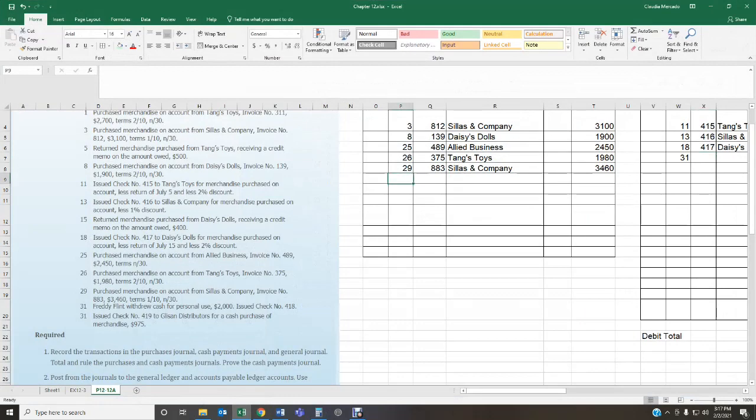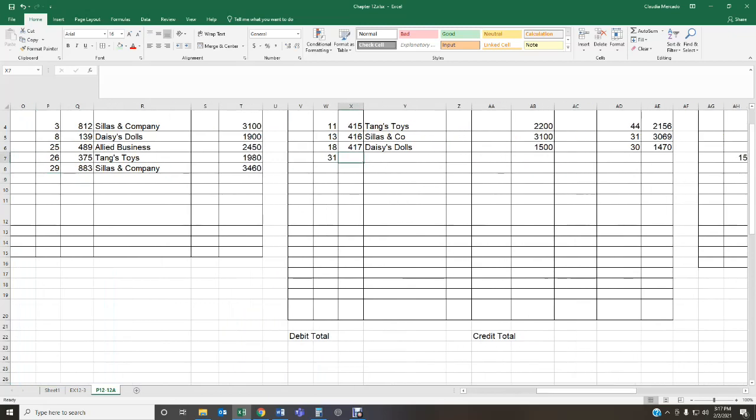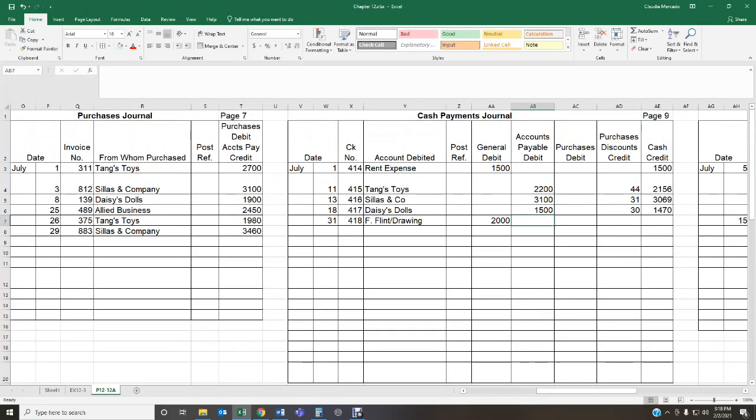Okay. So we've got 418, and then the payment is to the owner who made a personal withdrawal. Okay, so we're going to put F Flynn, drawing. So the owner withdrew $2,000. It's going under general because it doesn't apply to our accounts payable or purchases discounts. Okay, so if it doesn't apply to any of those three, we use the general debit account.